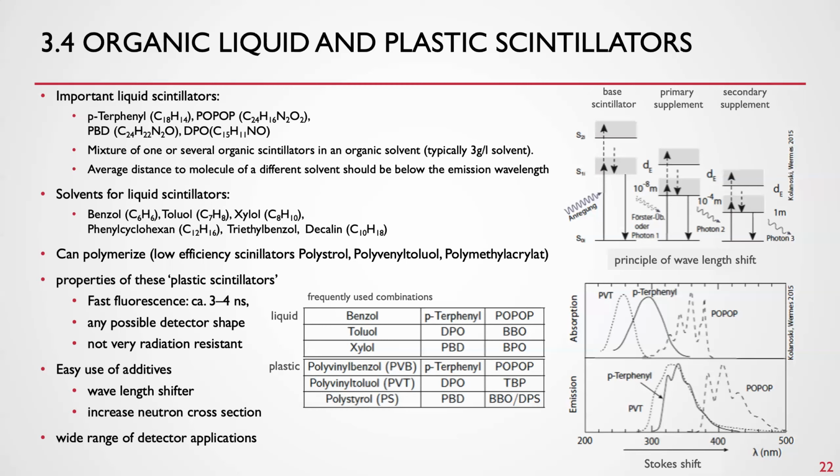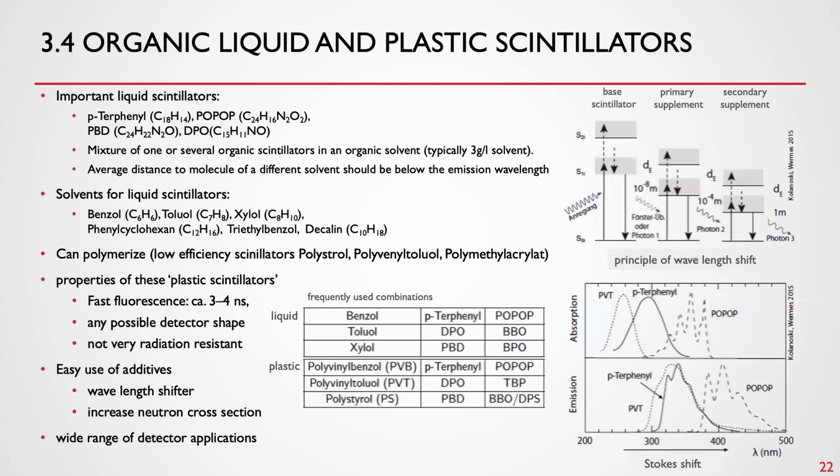Because they are plastic, they are isotropic. They can be put into any form. Also, waveguides can be made from these. They are not very radiation resistant. That's their problem. One cannot use these plastic materials close to the beam pipe. It will just be burned away.